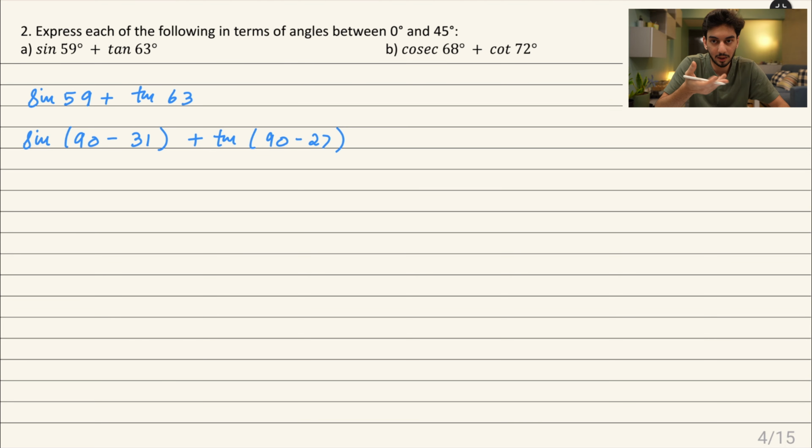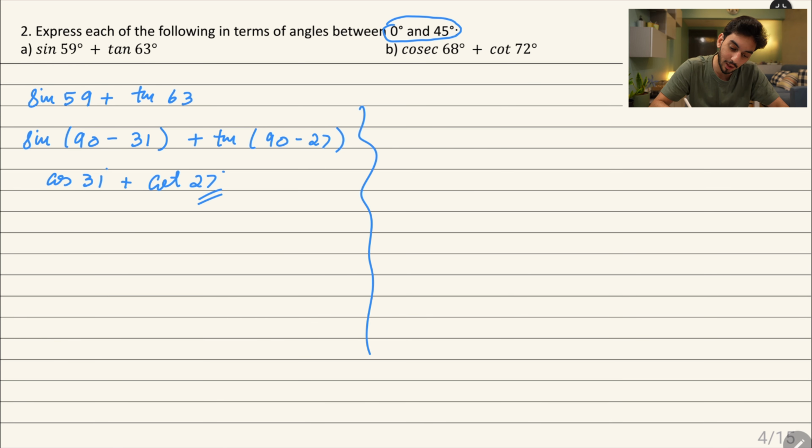So you have to write it in terms of 90 minus something. Now you use the rule. Sin 90 minus theta is cos theta. So sin 90 minus 31 is cos 31 plus tan 90 minus theta is cot theta. So it becomes cot 27 and that's it. See, now the angles 31 degrees and 27 degrees are less than 45 degrees. It is between 0 and 45 degrees and that is exactly what my question says. I have to report it in terms of angles between 0 and 45 degrees. Okay, let us look at the second one.